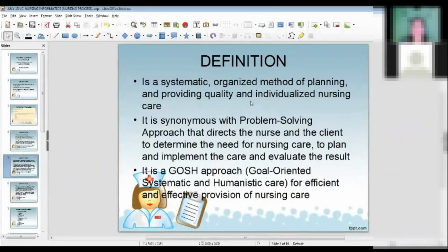This is what we mean by goal-oriented. At least from 40, we can lower it gradually to 39 after 15 minutes, and then 38 after another 15 minutes of intervention, until the temperature normalizes. So this is what we mean by goal-oriented, systematic, and humanistic care. And that is also part of the nursing process.